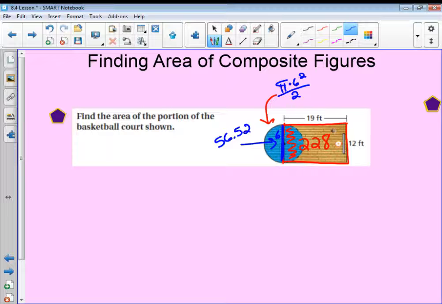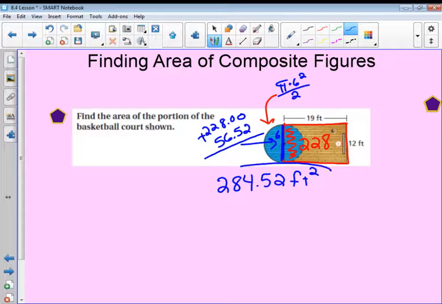Final step would be to add these two together. So 228, if I add those together, is going to give me a final answer of 284.52. Units were feet, and it's area, so squared.